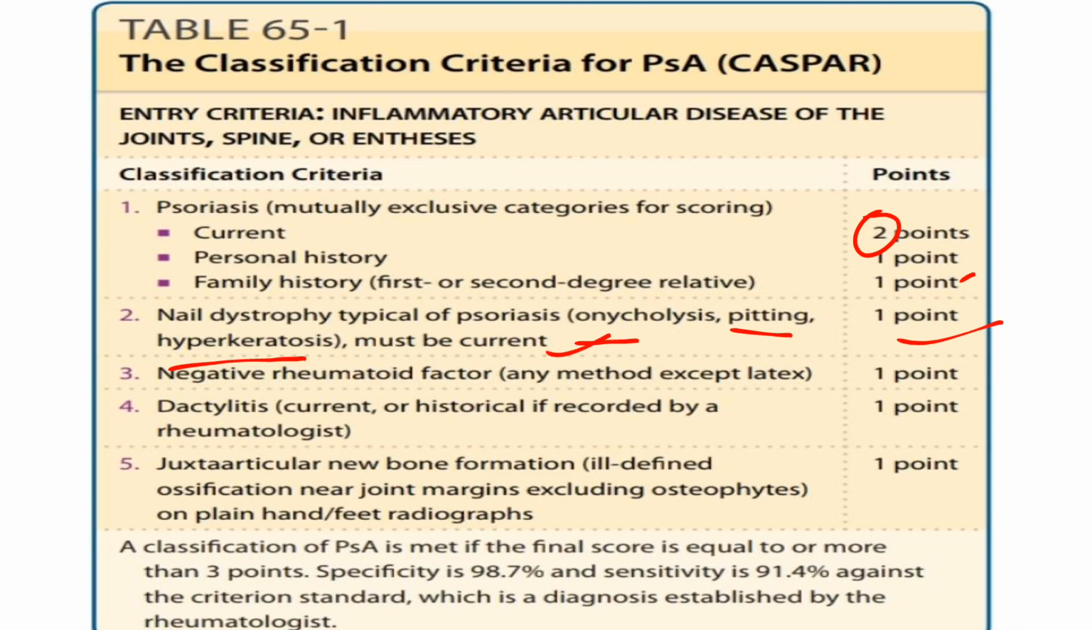Negative rheumatoid factor, any method except latex, 1 point. Dactylitis, current or historical if recorded by a rheumatologist, 1 point. Juxta-articular new bone formation, ill-defined ossification near a joint margin excluding osteophytes on plain hand or feet radiographs, 1 point. Classification of psoriatic arthritis is met if the final score is equal to or more than 3 points. The CASPAR criteria specificity is about 98.7% and sensitivity is 91.4% against the criterion standard, which is the diagnosis established by the rheumatologist.